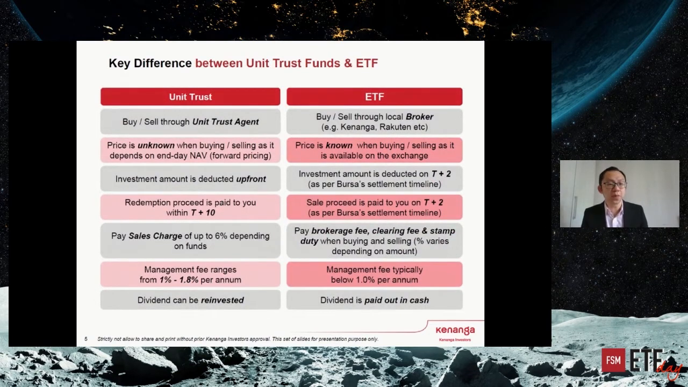So let's talk slightly more about the difference between unit trust fund and ETF, because I'm quite sure that for the participants from FSMOne, you will be more familiar with unit trust fund. So let's do a comparison here. For unit trust, you buy from a unit trust agent, but for ETF, you just buy and sell through any broker. It can be Kenanga, Rakuten, or any other broker out there. It will be just like you buying shares. And the price for unit trust is unknown until the end of the day.